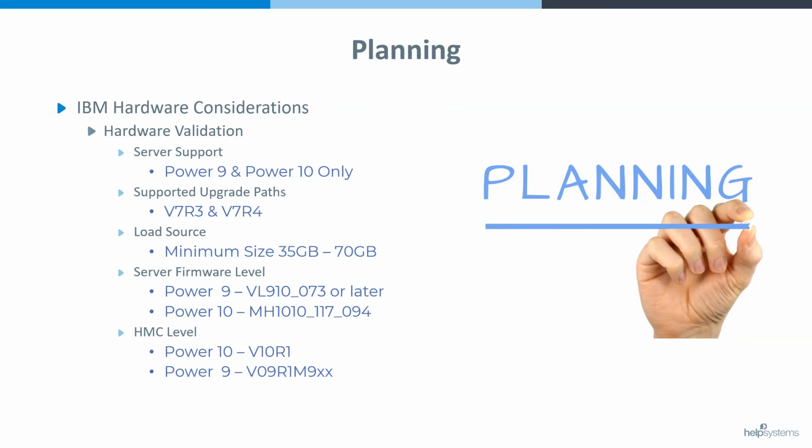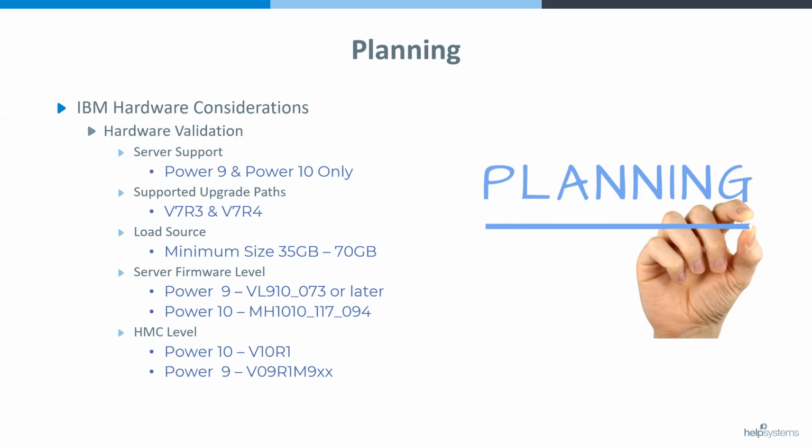Have to understand the load source drive. So there's minimum sizes required for the IBM i operating system, 35 to 70 gig. And it really all depends upon what type of storage you have, if it's internal or external. Additionally, from a load source or from a system ASP perspective, need to ensure that you have space on it in order to perform the upgrade.